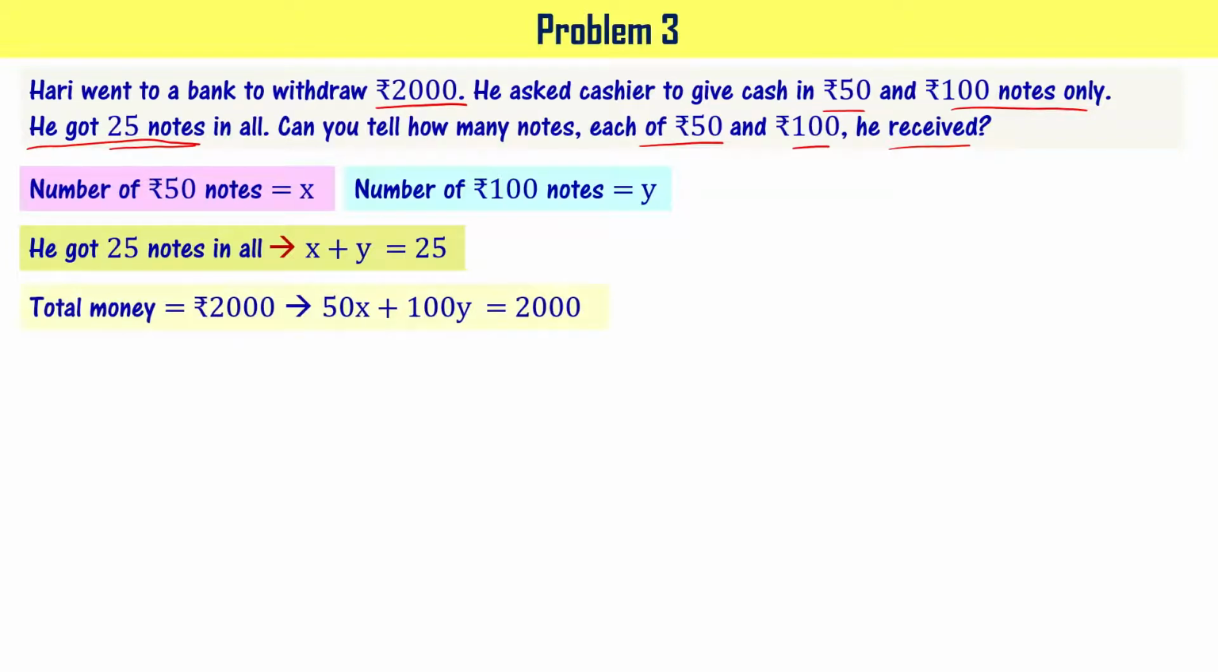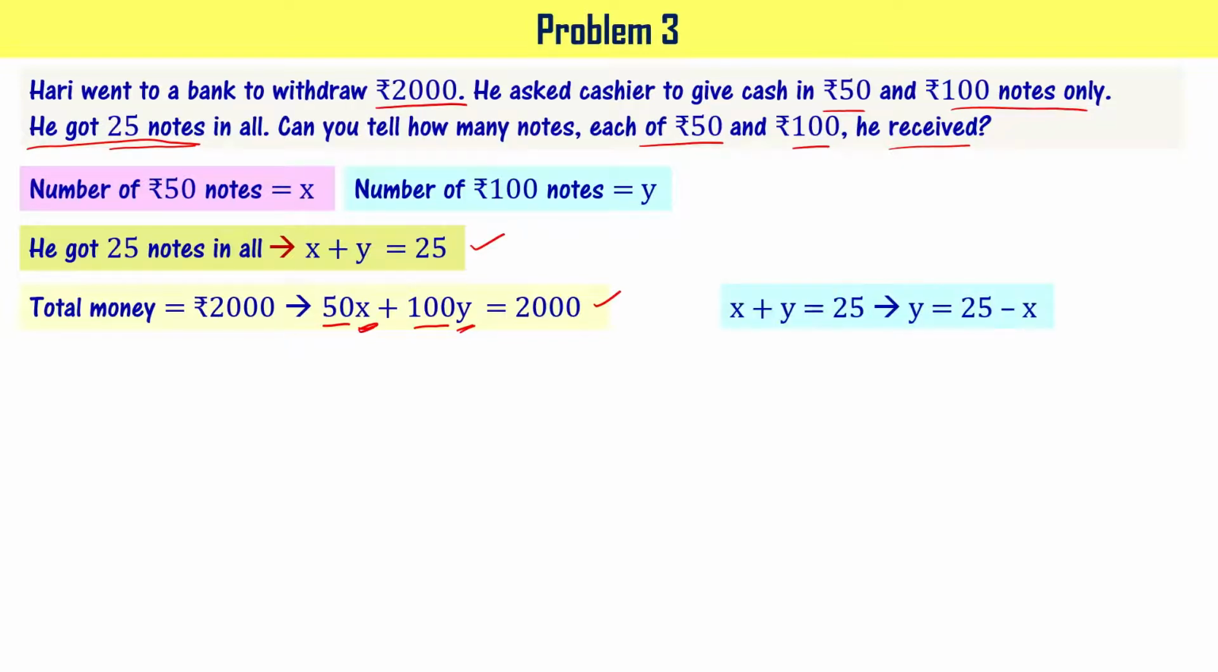So the total money 2000 can be written as 50 rupees times the total number of 50 rupees notes, that is 50x, plus 100 rupees times the number of 100 rupees notes, that is 100y, equal to 2000. 50x plus 100y equal to 2000. This is another equation. Now we have two equations, x plus y equal to 25 and 50x plus 100y equal to 2000. Let's solve these two equations. We'll solve using the substitution method only.